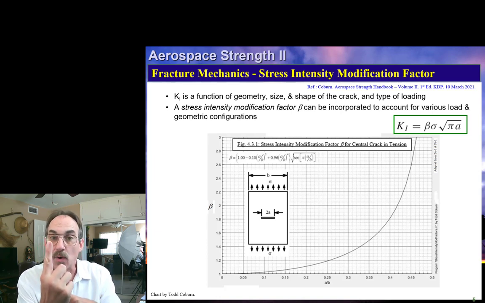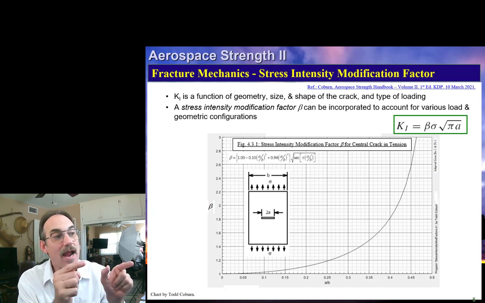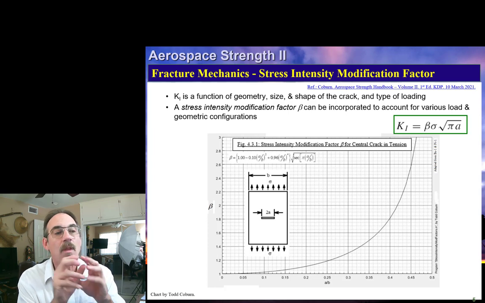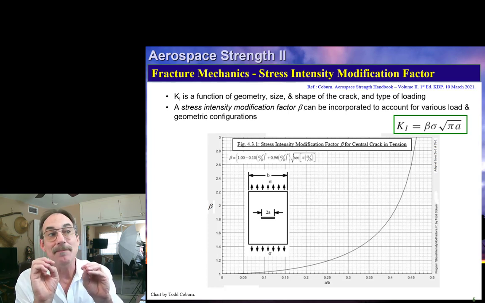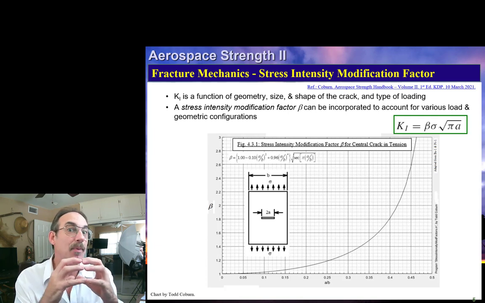The loading is going axially, but the crack dimension, or the width of the crack, goes perpendicular to that crack. And this crack is located right in the middle. We're actually going to use a slightly modified form of our stress intensity equation. Our K sub 1 is going to be beta.